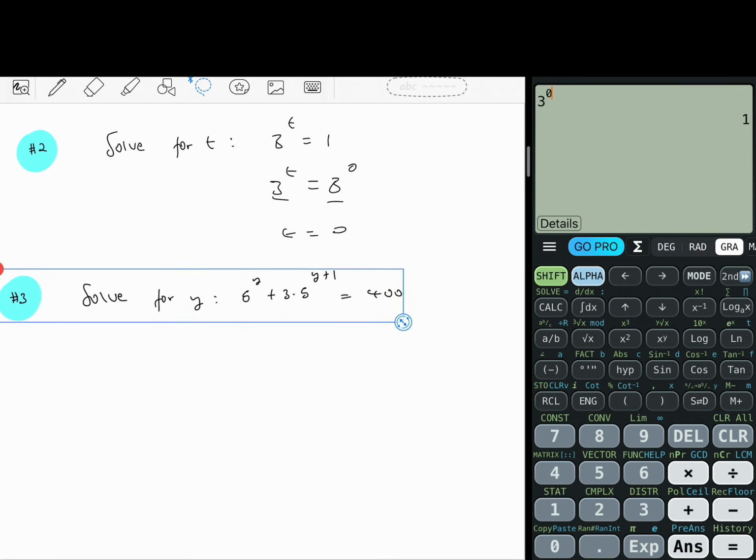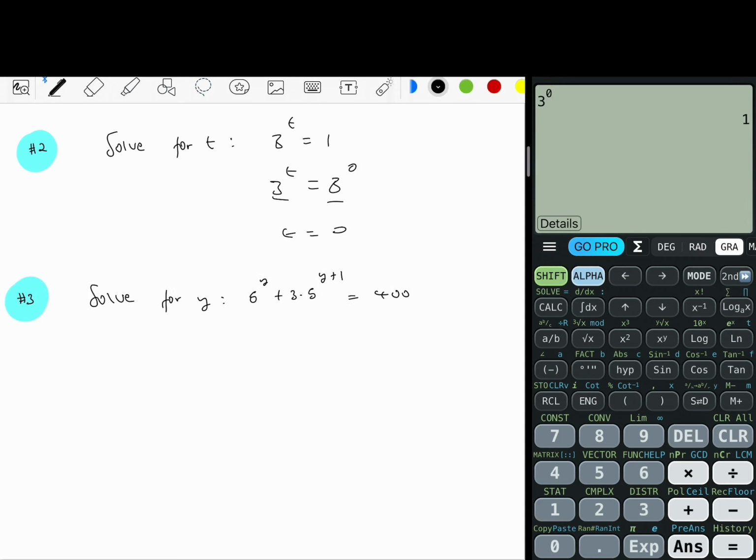Question 3. Again, we're doing the same thing: we want to make sure that the base is the same. But here it gets a little bit more complicated because there's a common factor here, 5 power y. If we factor this a little bit, we have 5 power y plus 1 as part of the equation, which is equal to 400. We know 5 power y plus 1 can be written as 5 power y times 5 power 1, because if the base is the same we can add the exponents. We know this rule here.